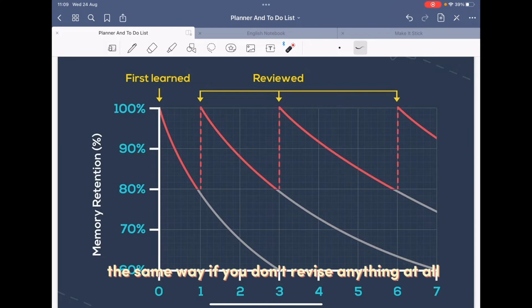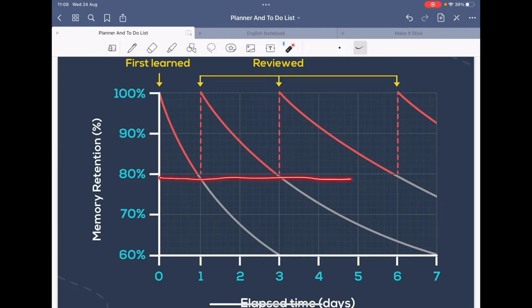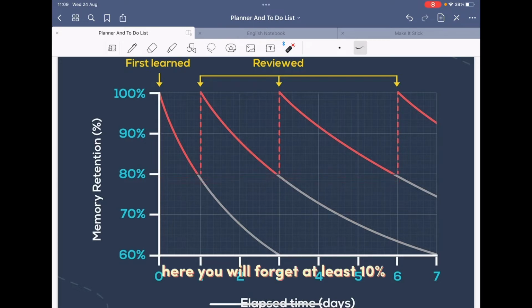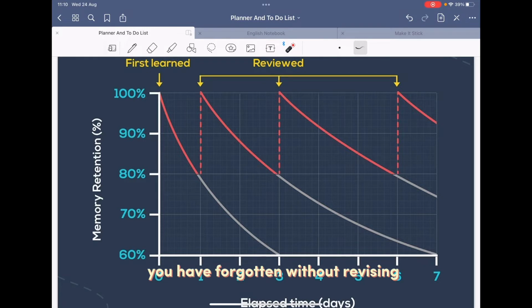And in the same way, if you don't revise anything at all, at the end of the week you will forget at least 90% of the new concept you have learned. Without revising, you will forget that way.